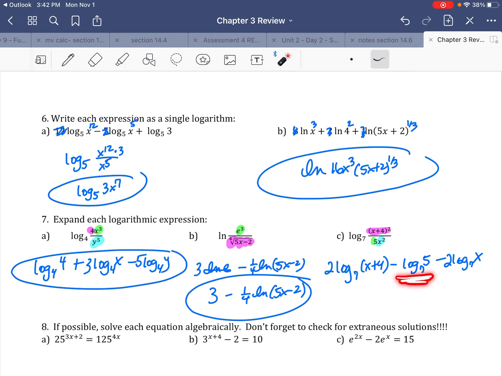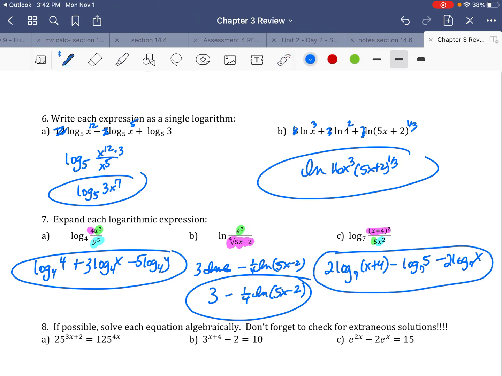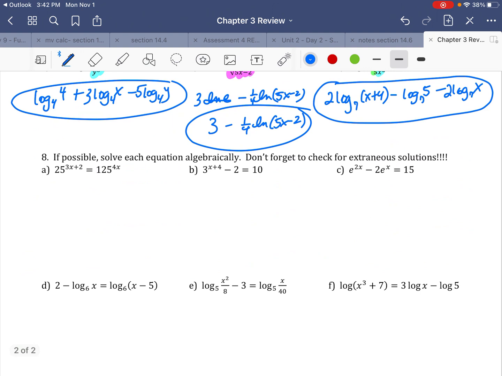Now the only thing I would say, if this can be done, but 7 to what power makes 5? Who knows? So you're finished. But if it was something you knew how to do, then you should answer it.